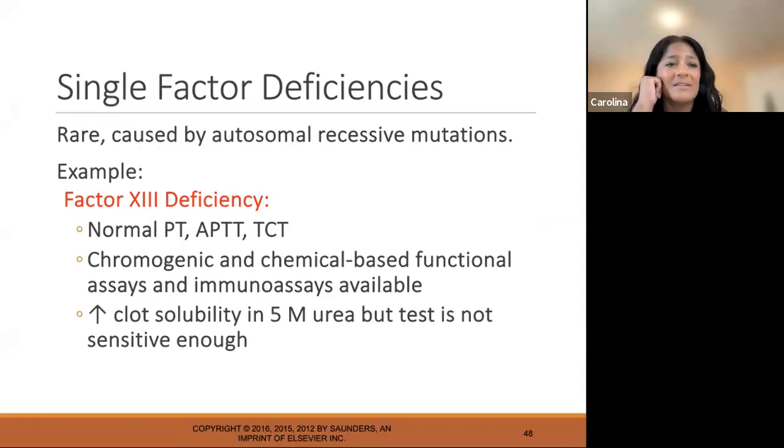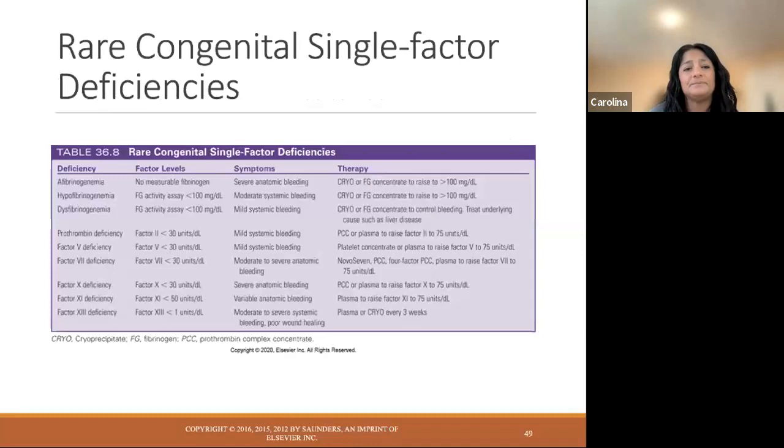So one example of that is the factor 13 deficiency, in which you would see a normal PT, APTT, and TCT. You can't really test factor 13 deficiencies with these routine clot-based assays. So you can use a chromogenic or a chemical-based functional assay or immunoassay to test for factor 13. Also, there is an increase in clot solubility in 5M urea, but the test is not sensitive enough to be used all the time. And here is a summary of some other rare congenital single factor deficiencies that you may see, with some of the symptoms and therapies.